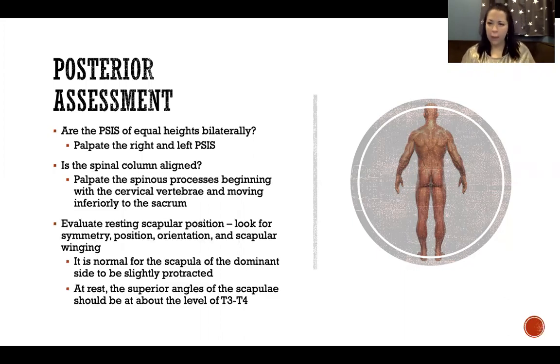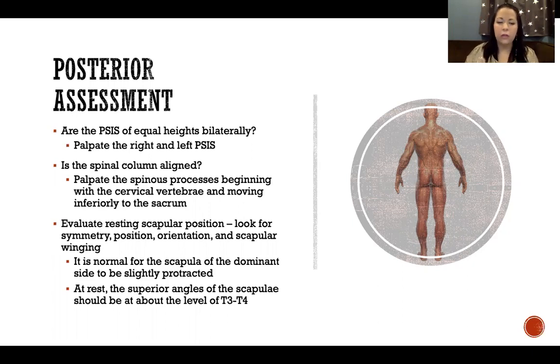You want to look at the scapulas and the scapular position. So you want to see, are they symmetrical on both sides? Are they in the same position? Are they in the same orientation? Is one rotated more than the other? Are they the same height? Is there any scapular winging? Like if we have dysfunction of serratus anterior, if we have weakness or a nerve dysfunction or something that causes serratus anterior to allow the medial borders of the scapulas to pop up. So we need to see, do we have scapular winging? If we do, is it on both sides or just one?